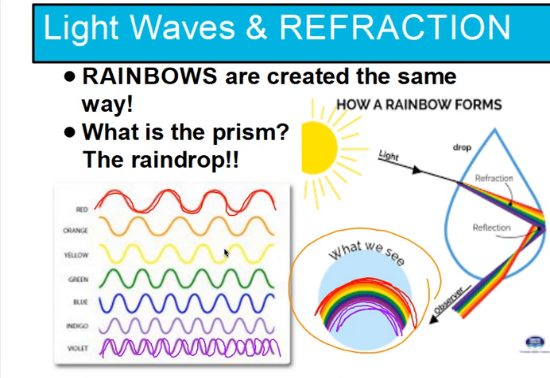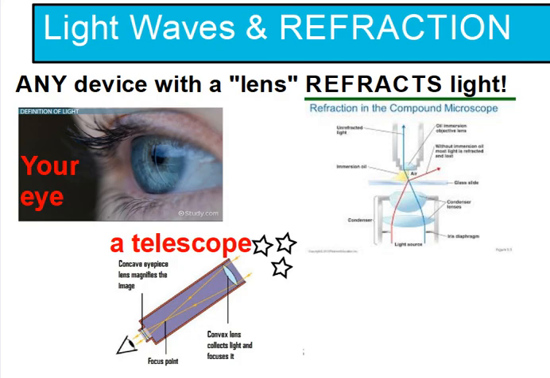Okay. So this is the last slide that we have right here, talking about refraction. And so anything that basically has a lens in it, including your eye, a microscope, a telescope, many other things in the world around us, all are going to be examples of things that refract light.